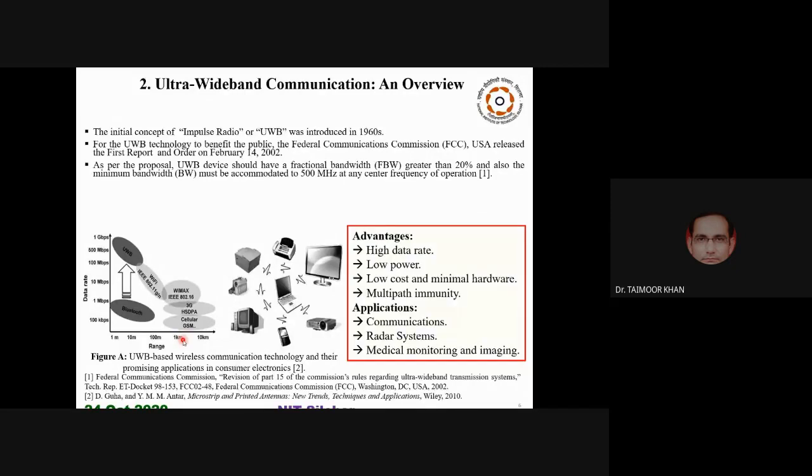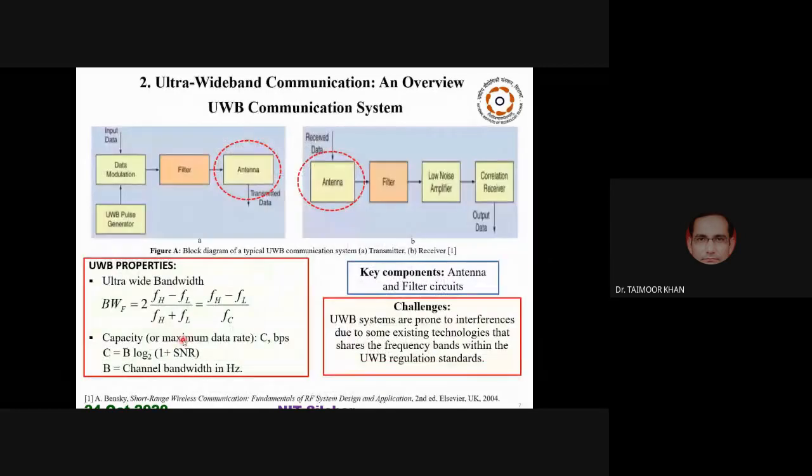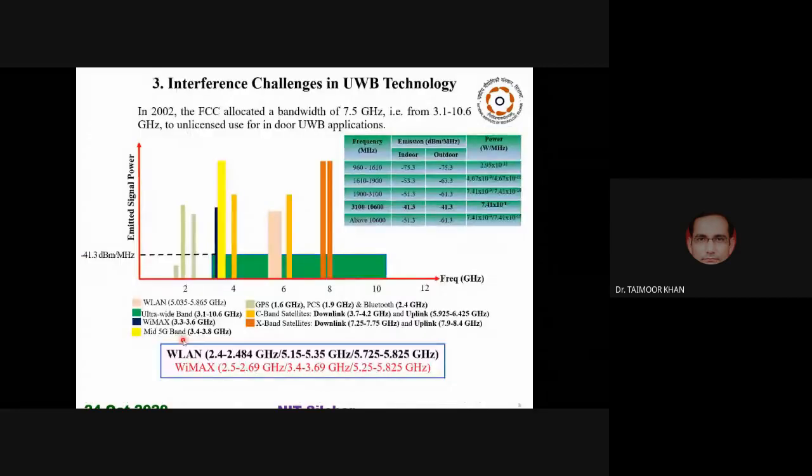From that day onward, a drastic enhancement has come in technological development as well as the application domain of ultra wideband communication. If we analyze the period of 2002, several wireless technologies were also there when the UWB unlicensed band of 3.1 to 10.6 gigahertz came into the market. Here we can see several wireless technologies within that band of 3.1 to 10.6 gigahertz.